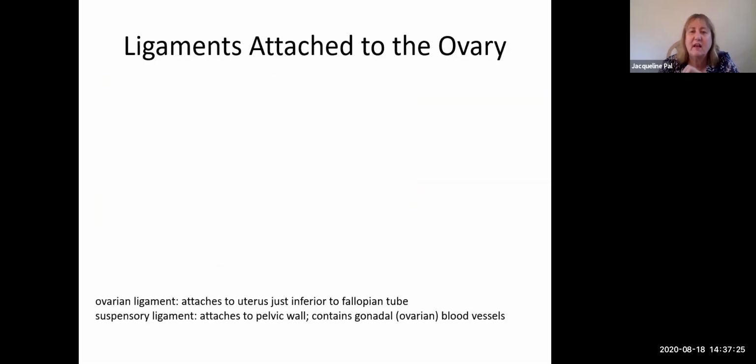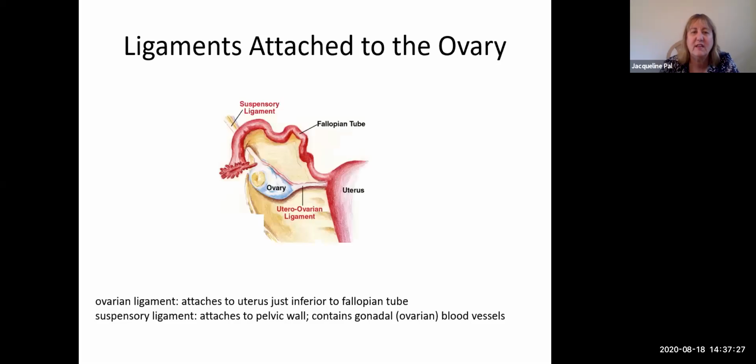Now, attached to the ovary, there are two different ligaments. Between the ovary and the uterus, attached to the uterus just inferior to the fallopian tube, is the ovarian ligament. And so that holds it so it can't wander away. And then lateral to the ovary, attaching it to the pelvic wall, is the suspensory ligament.